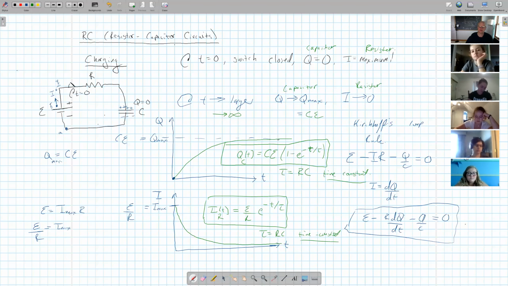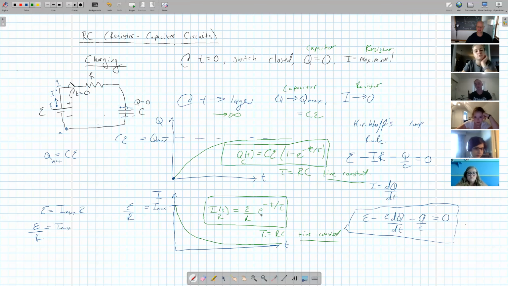Now, we can see that all of this is included inside of here, because an exponential raised to the 0th power is 1. So at t equal to 0, I have 1 minus e to the 0, which is 1 minus 1, which means we have 0 charge. As time becomes very large, i.e. time goes to infinity, I have e to the minus infinity, which is 0. So I have 1 minus 0, which is 1, times CE, which is the maximum amount of charge.